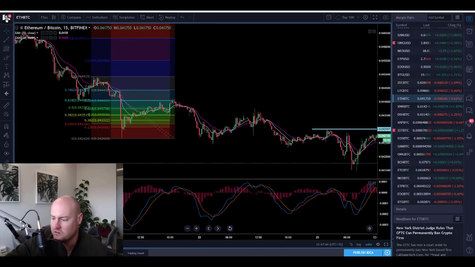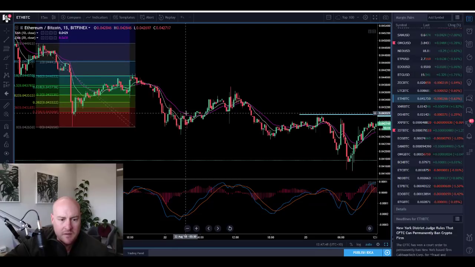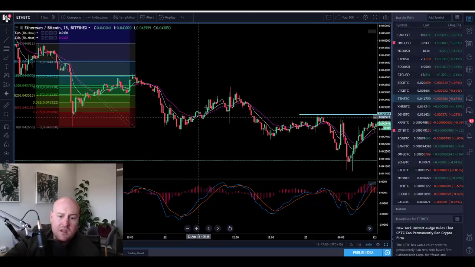I think it was a 15, wasn't it? 15. Yeah, it was 15. Realistically, could have been stopped out about here, as you trail your stop down and it popped back up.